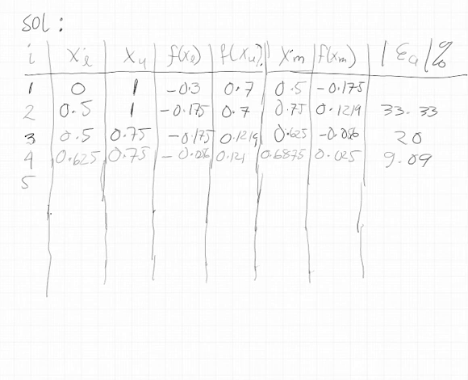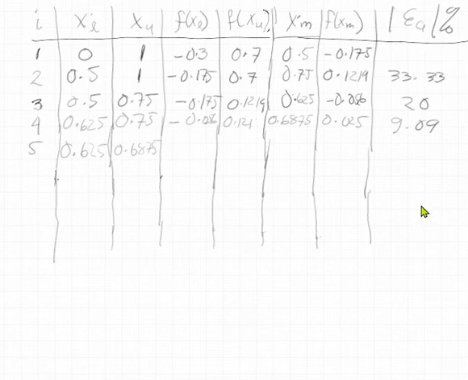So 5. What will be our XL now? F of XM is 0.025. Then you multiply it with XL, so it's negative. So we retain XL, so 0.625. Then we change XU with the previous value of XM. Then F of XL, and so on. So repeat this process until you get less than 0.005 approximate error.